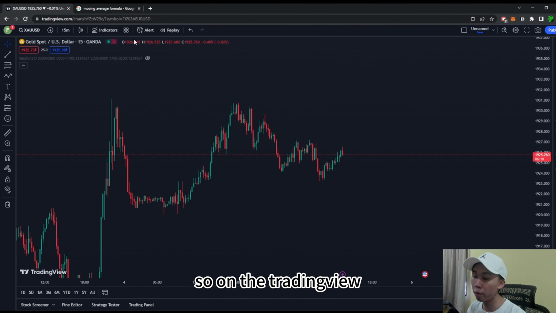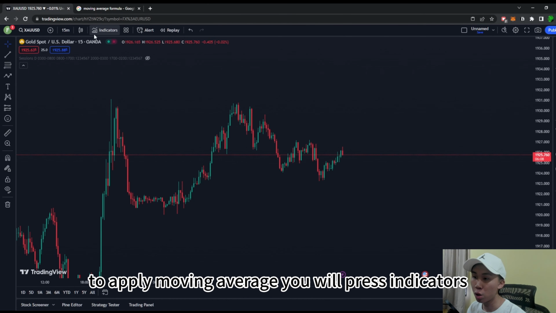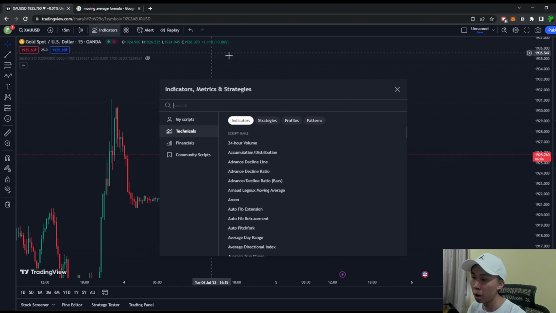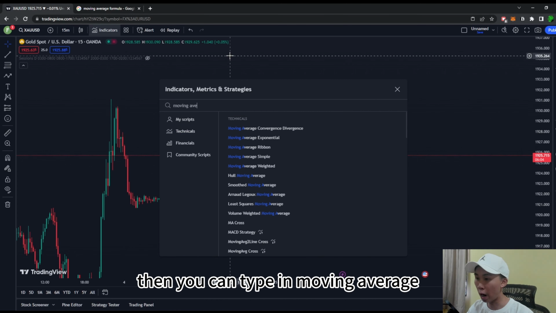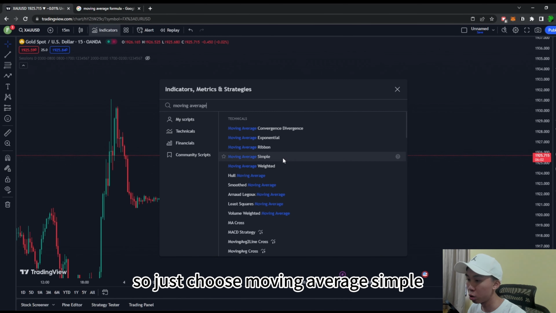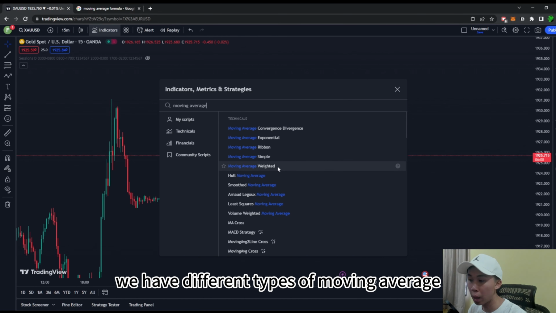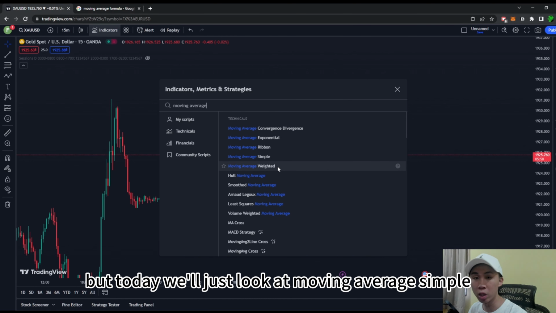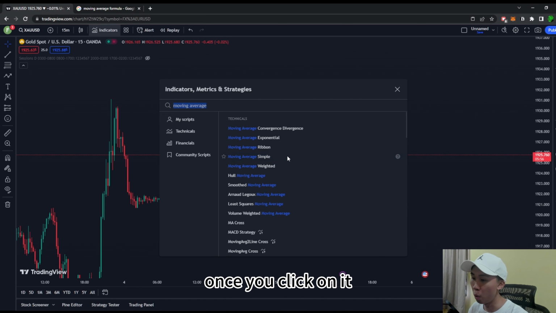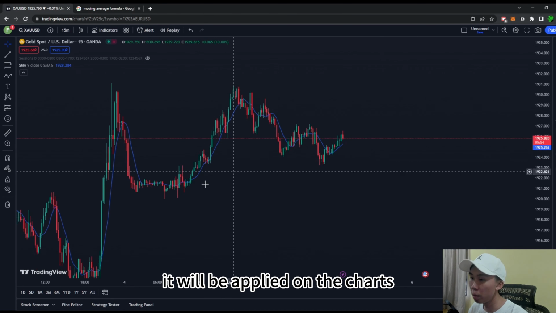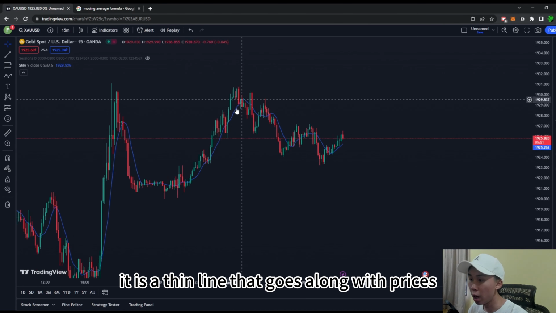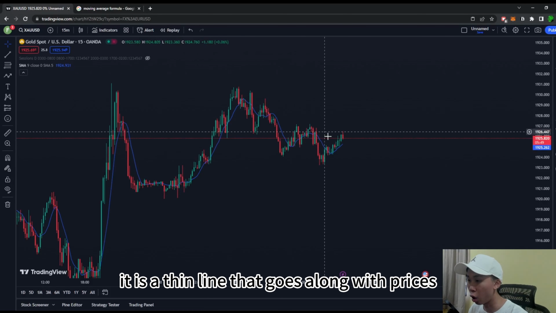On TradingView, to apply moving average, you will press indicators. Then you can type in moving average. Just choose moving average simple. We have different types of moving average, but today we'll just look at moving average simple. Once you click on it, it will be applied on the chart. As you can see, it is a thin line that goes along with prices.